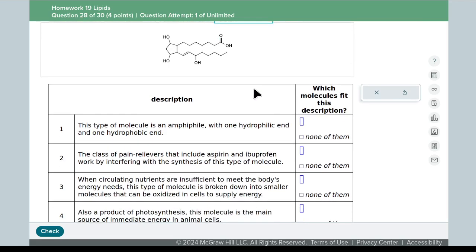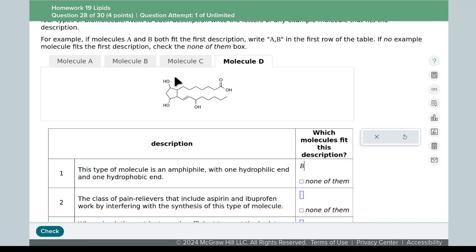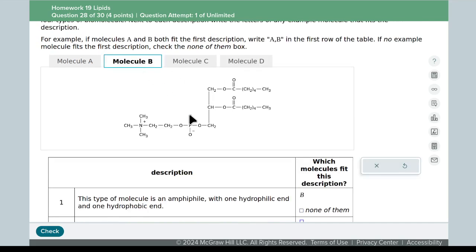So this type of molecule is an amphiphile with 1 hydrophilic end and 1 hydrophobic end. So they're actually teaching you with this sentence what an amphiphile is. It likes both hydrophilic things and hydrophobic things. Amphi means both. Phile means likes. So that's our phospholipid, which I believe was B. We can double check that. Yes.